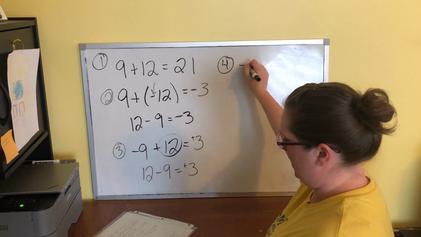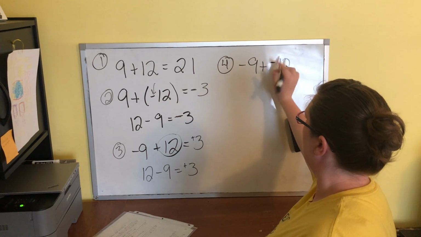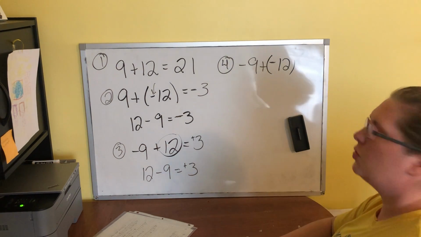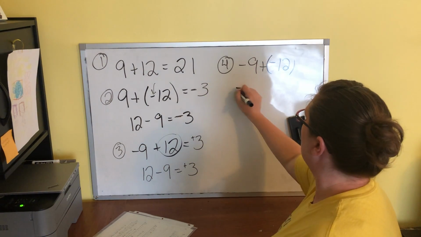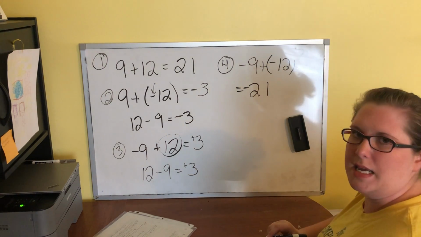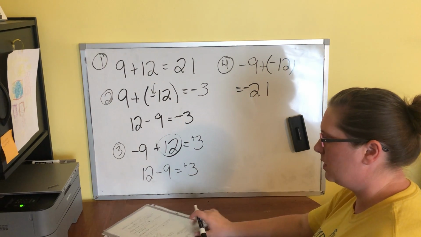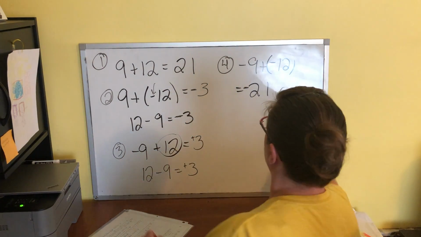And let's look at if they were both negative. -9 plus a -12. Well, they're the same sign, so you're going to add 9 and 12 to get 21. They're both negative, so it stays negative, okay? So once again, I hope you remember doing this at some point.